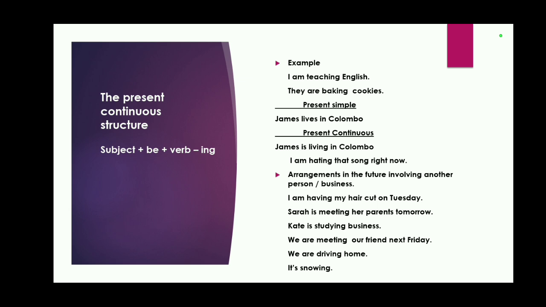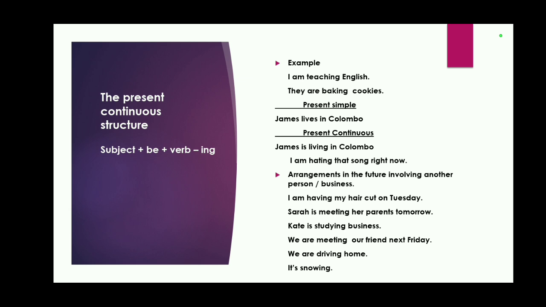We also use the present continuous to talk about arrangements. This means that we are planning to do something in the future and it involves another person or business. Let me show you an example. I am having my hair cut on Tuesday. Sarah is meeting her parents tomorrow. They are plans, but they depend on someone else.